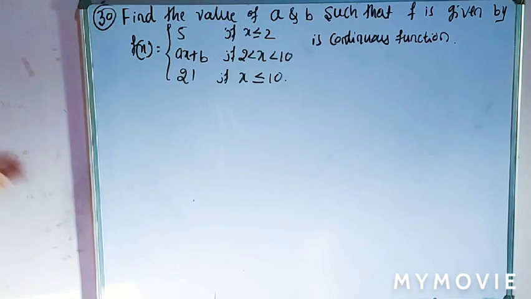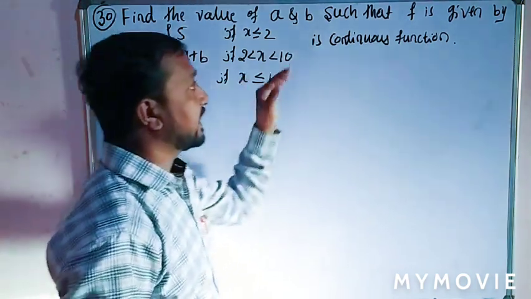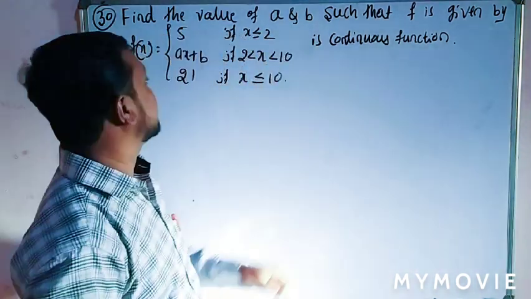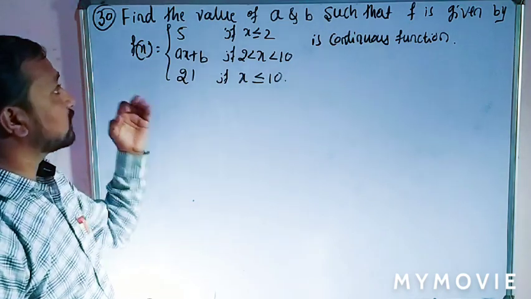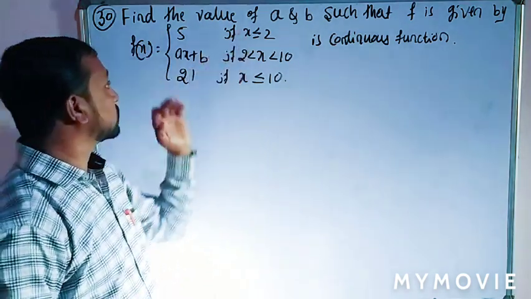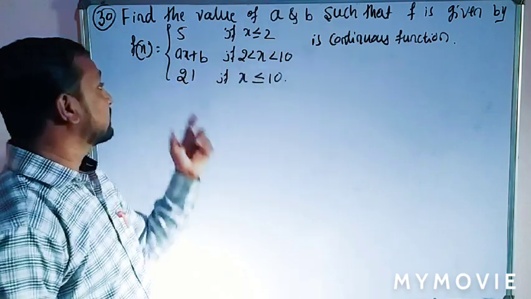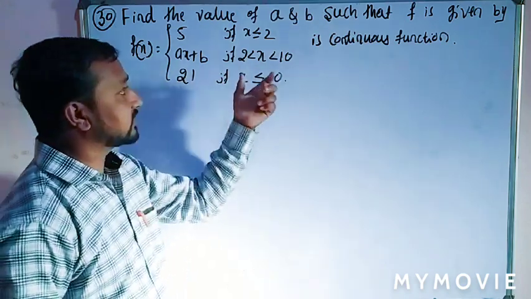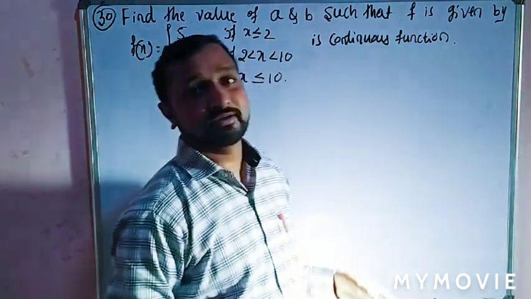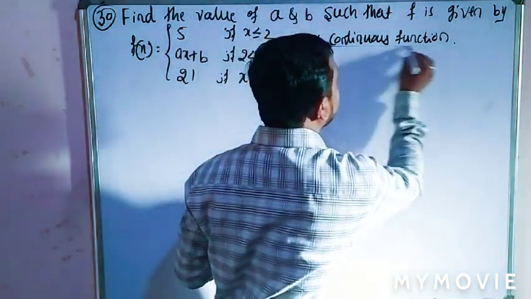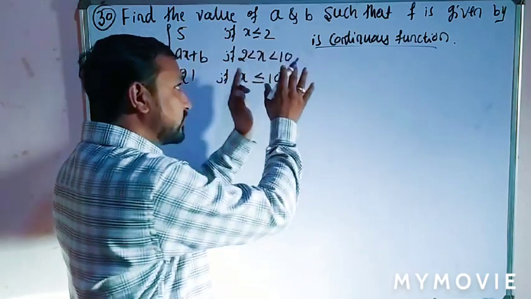So students, in this example, find the value of a and b such that f, given by f of x equal to 5 if x is less than or equal to 2, ax plus b if 2 is less than x is less than 10, and 21 if x is greater than or equal to 10, is a continuous function. So this is very important. Already given that, this function should be continuous.